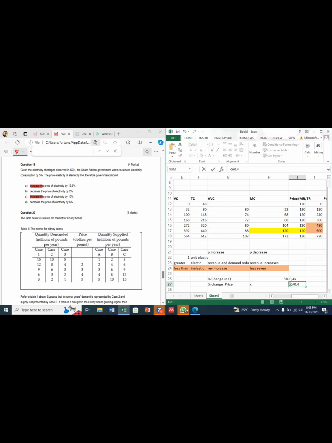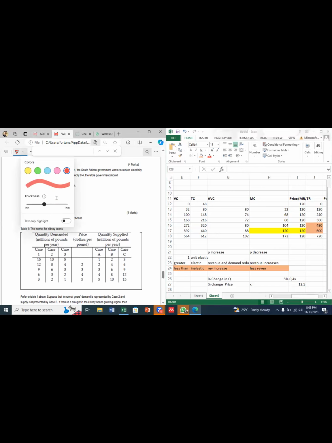Yes, if you say 5 divided by 0.4, you get 12.5. Yes, so this one becomes the correct option.